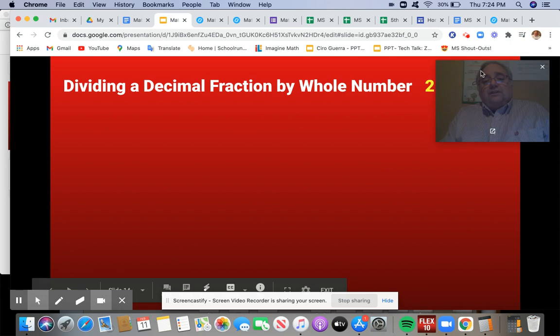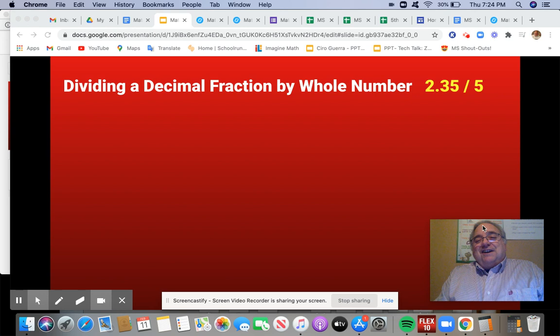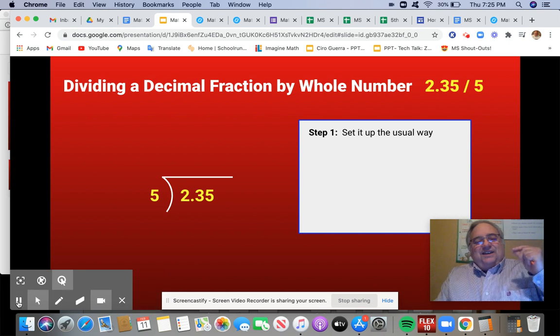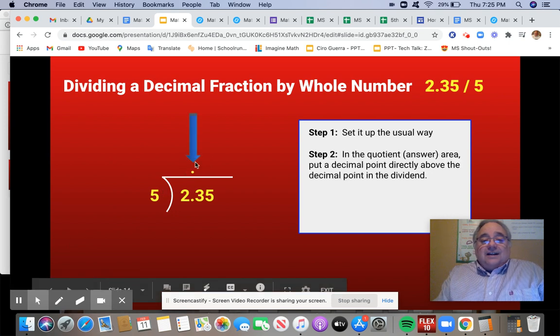Guys, we're going to be doing this next problem. We're going to take 2 and 3500ths divided by 5. And how are we going to work it out? Well, the first thing that we normally do, if we remember our steps, is to go ahead and set it up as usual. What is the second step? Let me pause here. Excellent. Yes, way to go. The second step is to go ahead and put our decimal. Then we're going to work it out in the normal way.